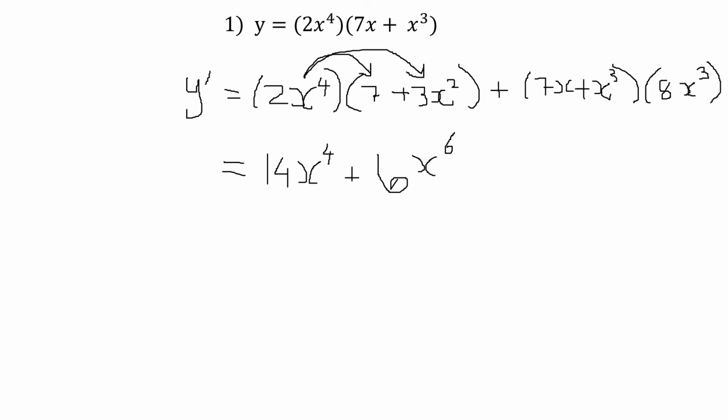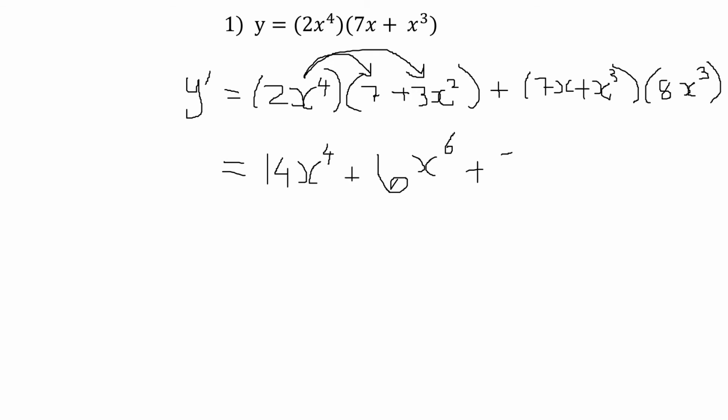Remember, 2 times 3 gives me 6 there. And x to the 4th multiplied by x squared: remember the rules, you keep the base, you add the power. So that's how I end up with x to the 6th. And I could multiply it on the other side here. So I have 7 times 8.